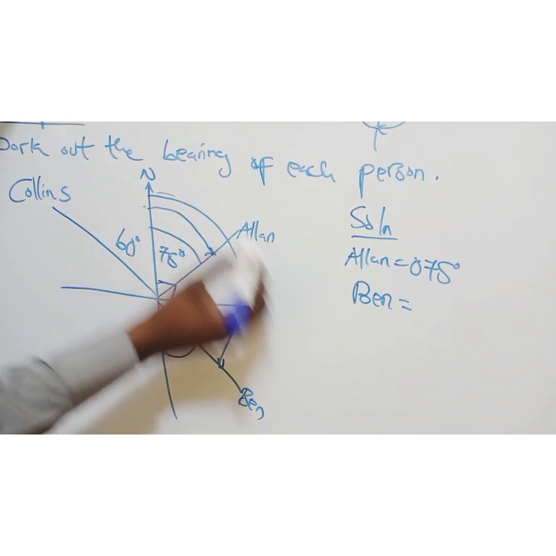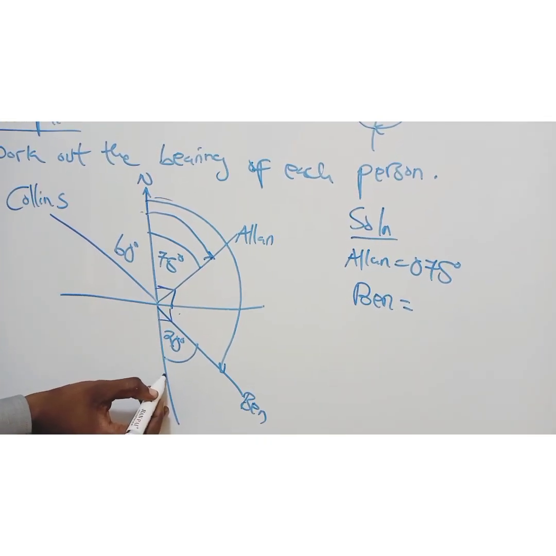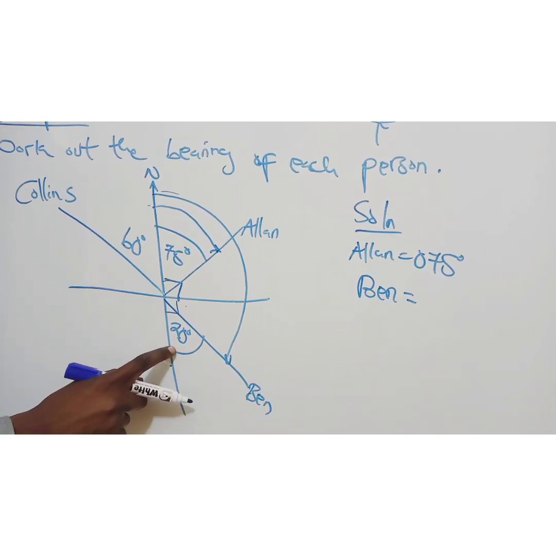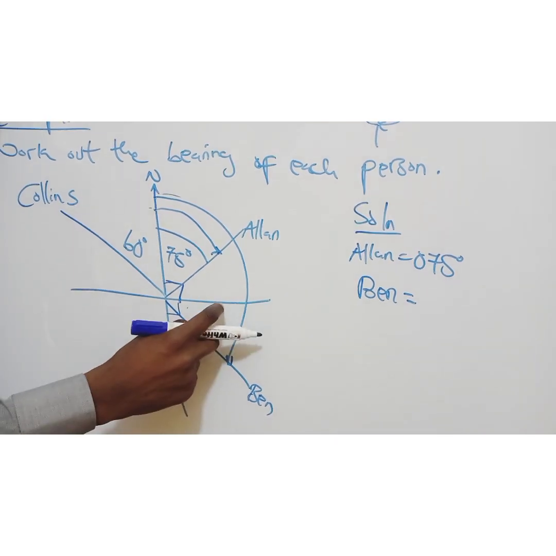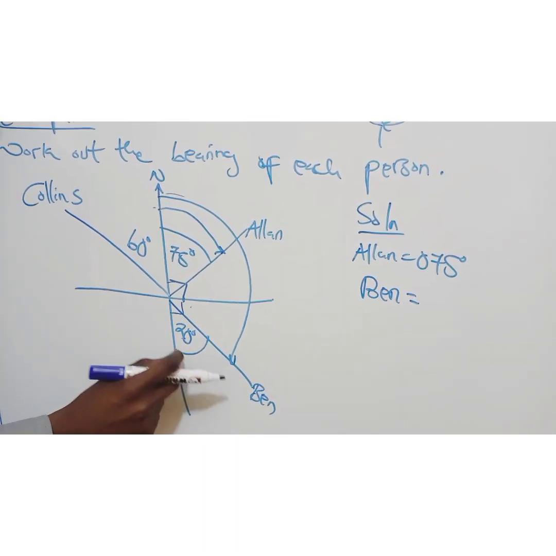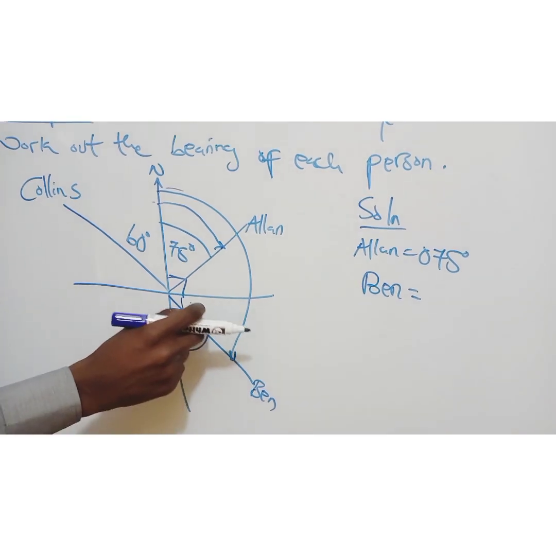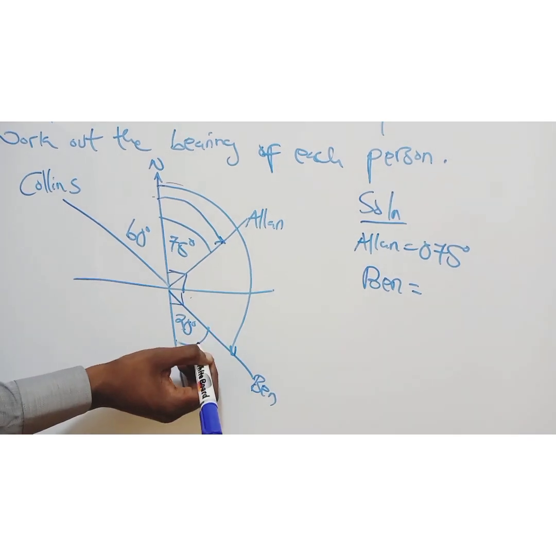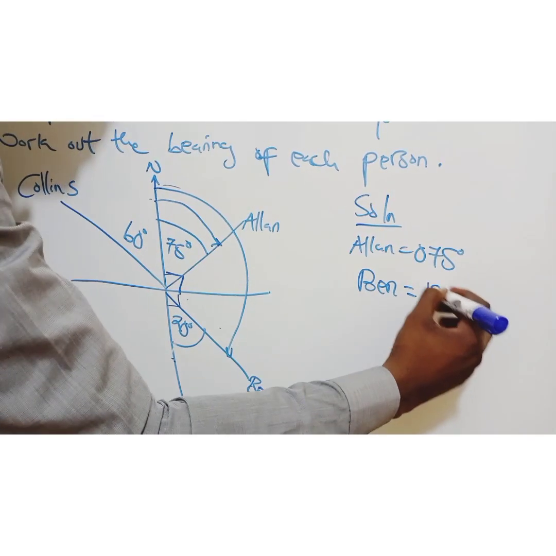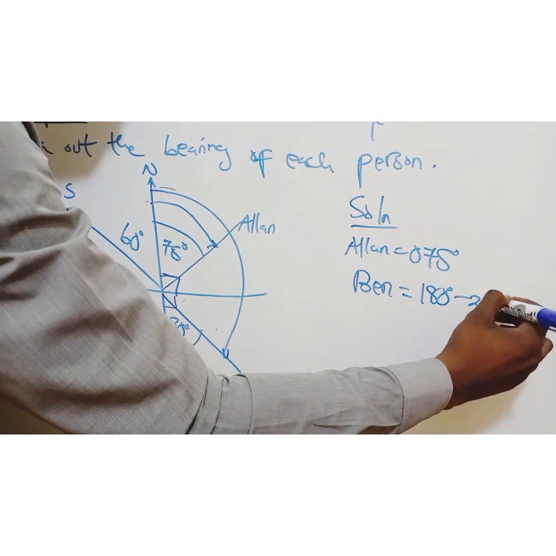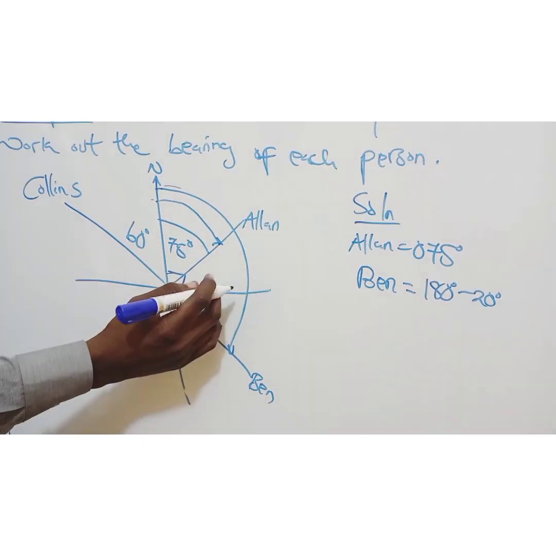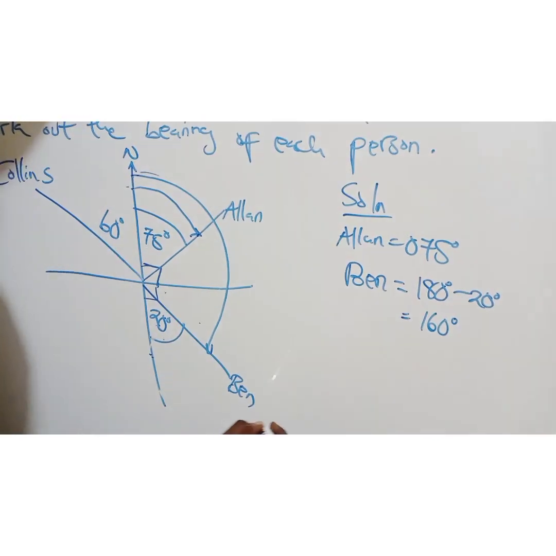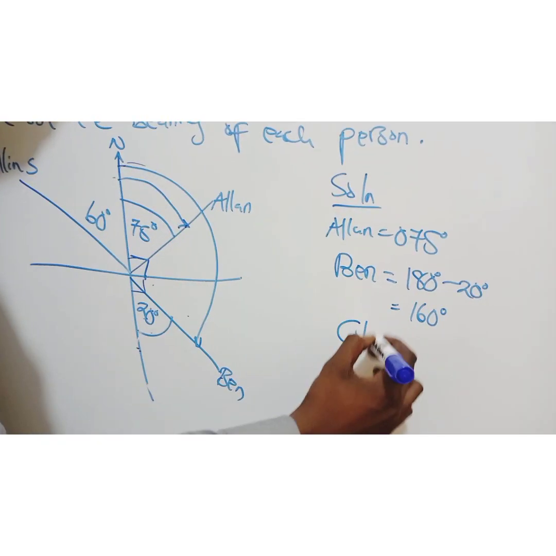I know that from here up to here is 180. And check this. Write this in your book. When an angle is not part of the bearing, you subtract from a fundamental figure. So from here up to here is 180. But this 20 is not part of the bearing. So you have 180 minus 20. Why 20? Because the 20 is not part of this. So here you are going to have 160. Simple as that.